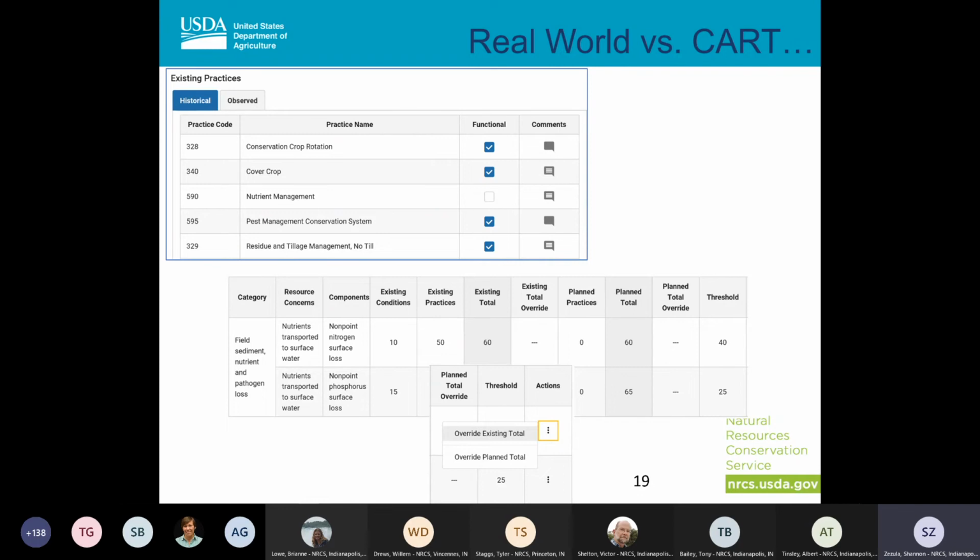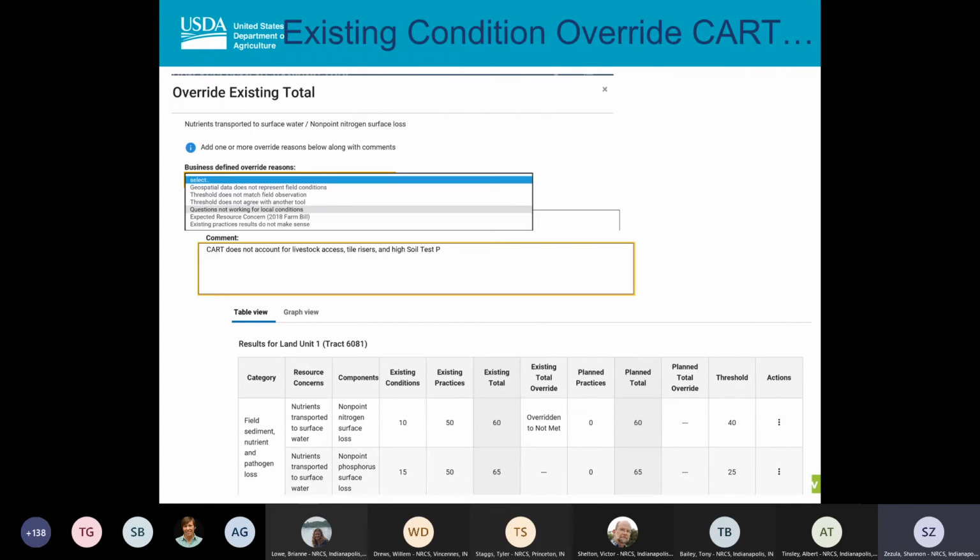So again, you can override the existing. You tell it what's going on. And again, it may not fit perfectly, but I just chose the questions not working for local condition. I said CART does not account for the livestock access, the tile risers, and the high soil test phosphorus. And so what I did then is I overrode that existing total to where now that plan shows that they are not currently at the threshold, and any planned practices that we can talk to the farmer about to get them above that is true to life conservation.